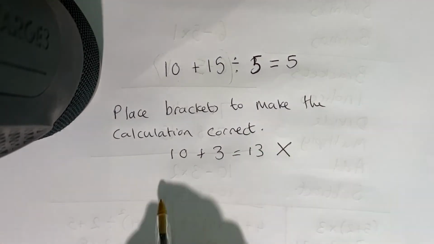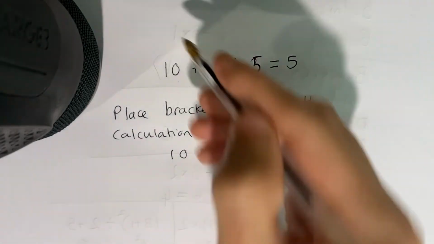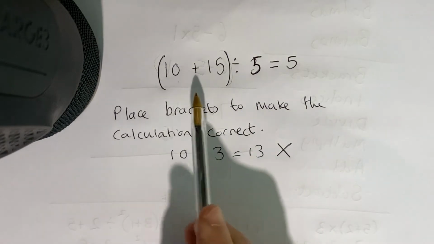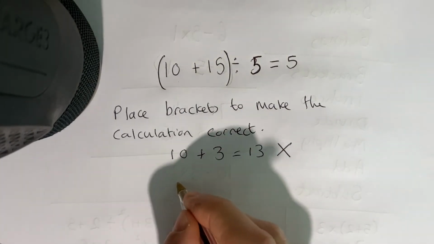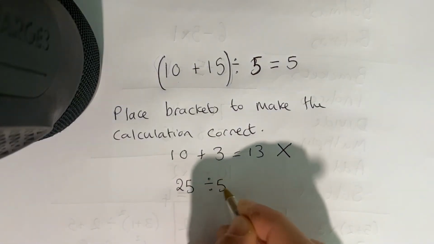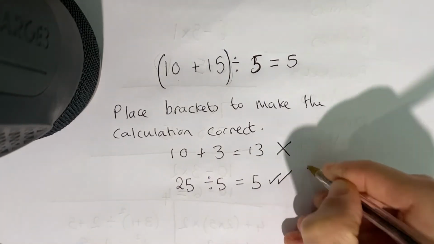And so that means that the brackets are going to go round the 10 and the 15. So I'm going to put them in now, and let's analyze this. 10 plus 15 equals 25. So we've got 25 divided by 5, and that equals 5. So that makes that correct.